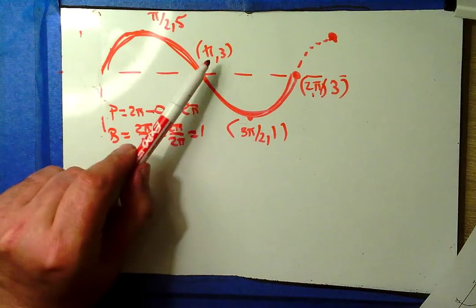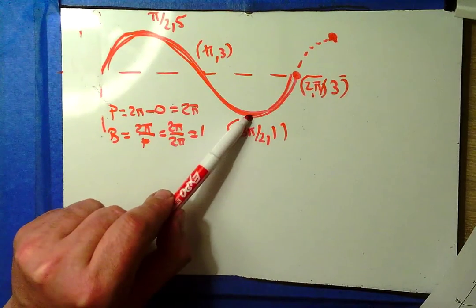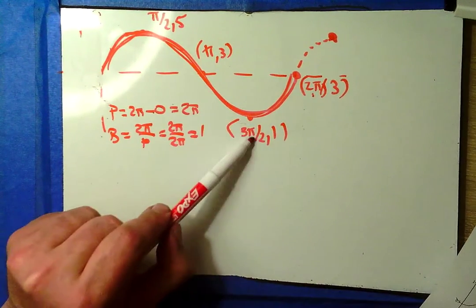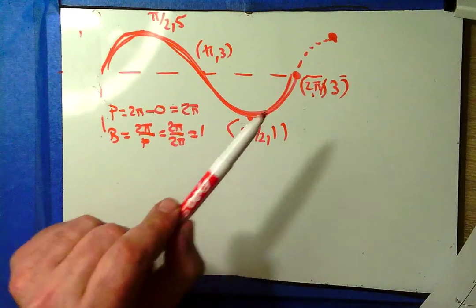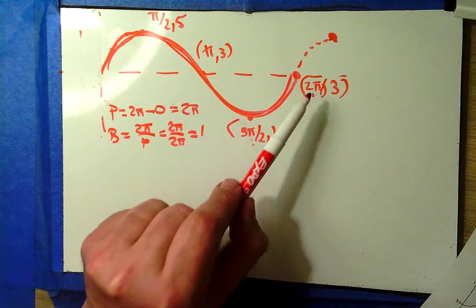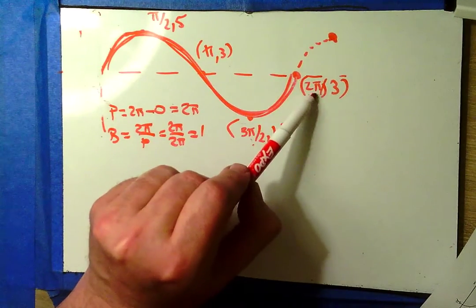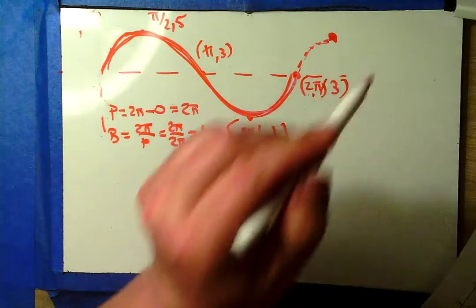How far is it from here to here? Pi over 2. How far is it from here to here? From pi to 3 pi over 2, it's another pi over 2. How far is it from here to here? From 3 pi over 2 to 2 pi, that's another pi over 2. So if I add pi over 2 to this, I'll be able to get to this point.